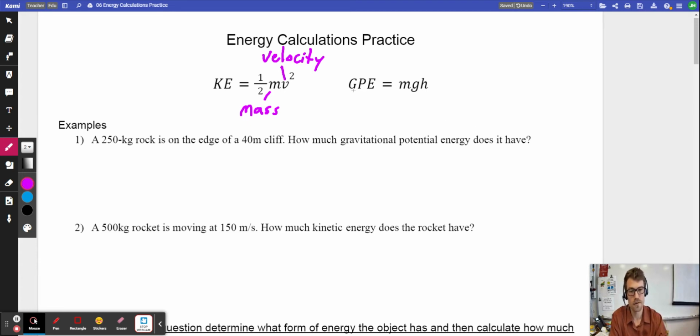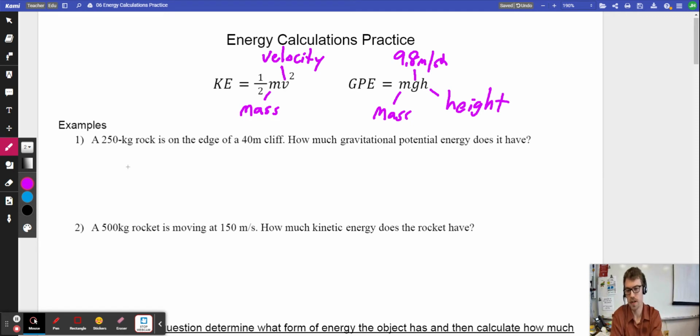Then we have gravitational potential energy, which is equal to m, which is still mass, g, which is gravity, and remember that gravity is a constant on Earth, which is 9.8 meters per second squared. And then we have h, which is the height. Remember that gravitational potential energy is due to the height of an object, so that's why we're including height there, whereas kinetic energy is the energy of motion, so the faster an object is going, the more kinetic energy we're going to have. So let's take a look at number one.